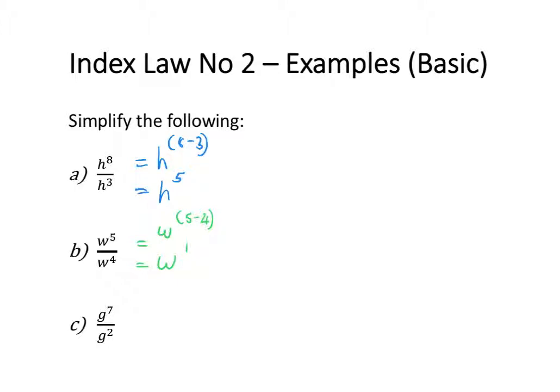And when it's w to the power of 1, I can simplify that even further by just writing w and leaving out my power. Because when there's no power written, it means it's written to the power of 1. And in the last example, g to the power of 7 divided by g to the power of 2, using the second index law, because I've got the same base, that is going to simplify to g to the power of 7 minus 2, which equals g to the power of 5. So those are some examples of how we apply the second index law. When we're dividing by the same base, we subtract our indices.